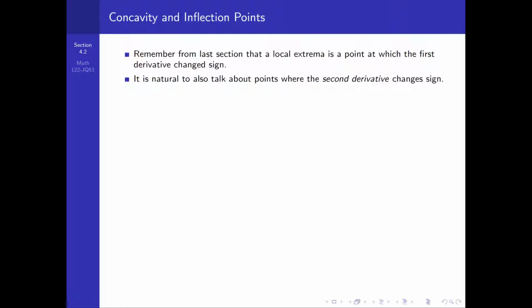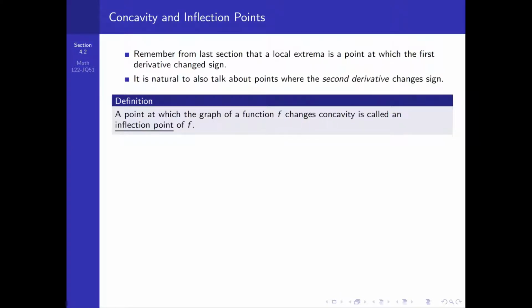So it's natural to ask the question, if we have a special name for points where the first derivative changes sign, do we have a special name for points where the second derivative changes sign as well? And in fact, we do have a special name for these points. So these are called inflection points. So a point at which the graph of a function f changes concavity is called an inflection point of f. So the important thing to note here is it's a point where we're changing concavity.